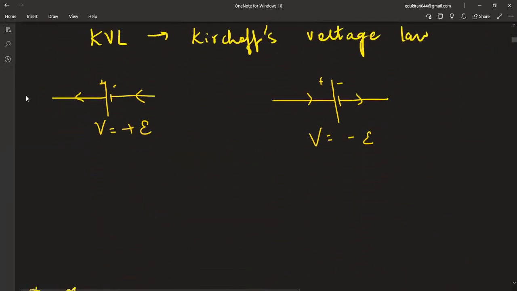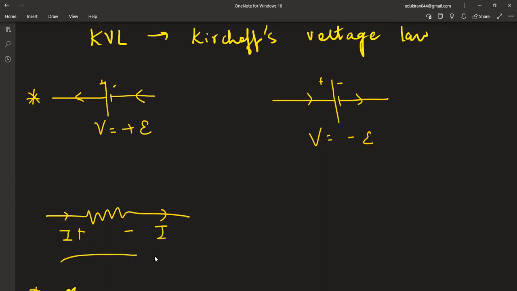So first thing you have to remember this. This is important for your sign convention. Now we will choose a loop. If we are moving along the direction of current, I will tell you how. Suppose you are encountering a resistor, and current is moving like this. Remember, current always moves from higher potential to lower potential, so this is plus, this is minus. Suppose in my loop, I am moving like this.